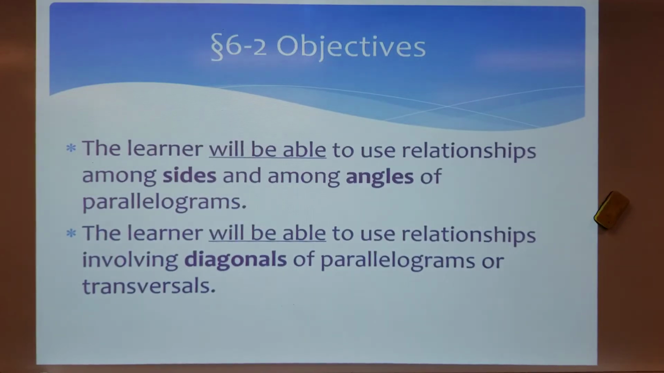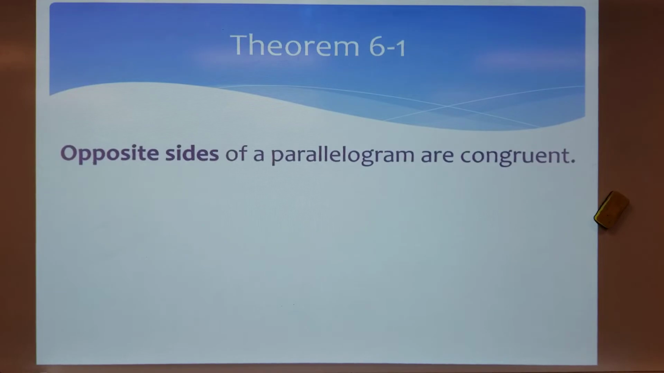We're going to see a couple examples, and basically the key here is that we can work through the proofs explaining why these relationships exist, why these properties are true today. So the first theorem that we have is Theorem 6.1, and it states that the opposite sides of a parallelogram are congruent, that the opposite sides of a parallelogram are congruent.